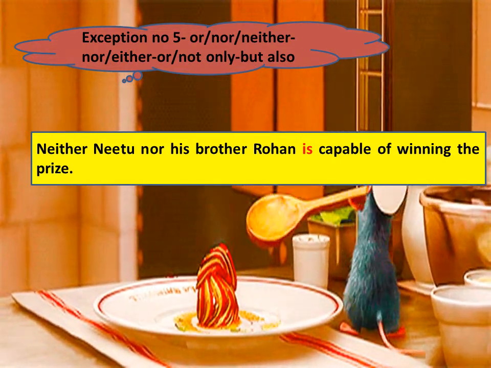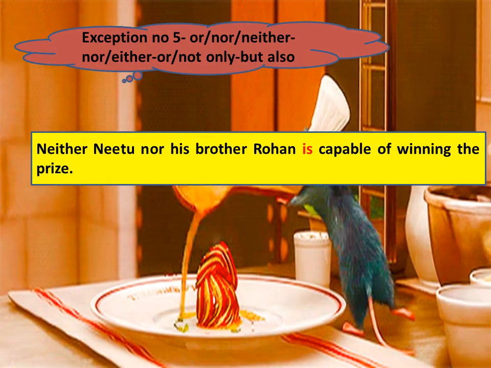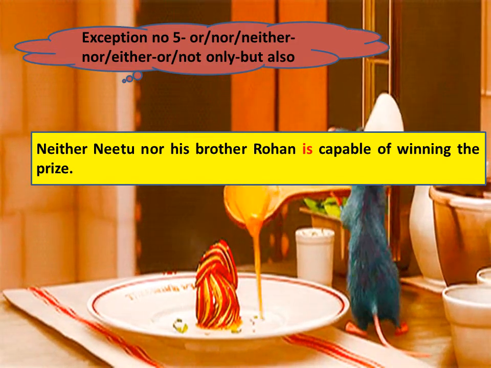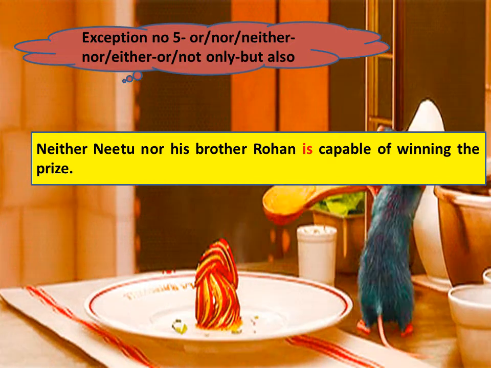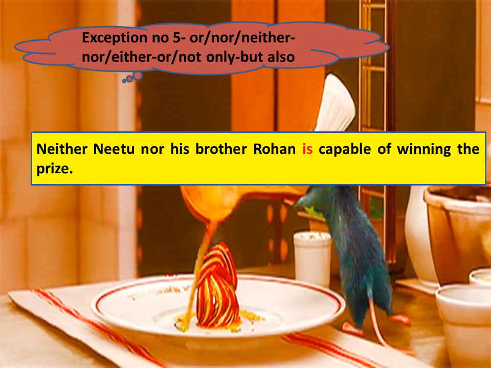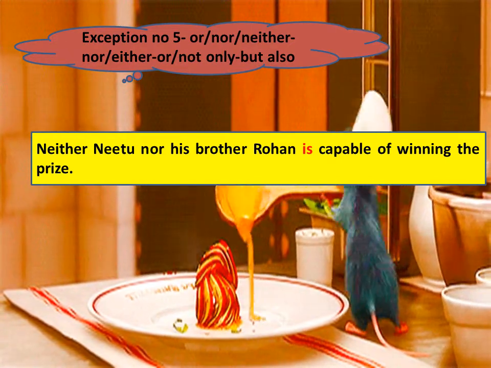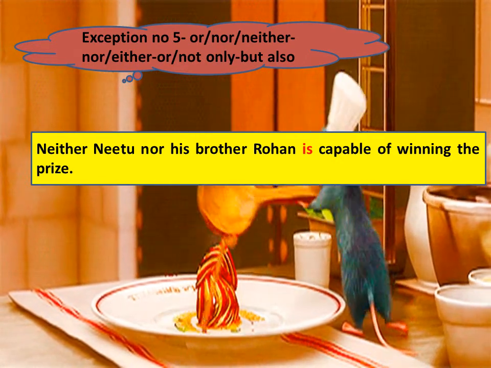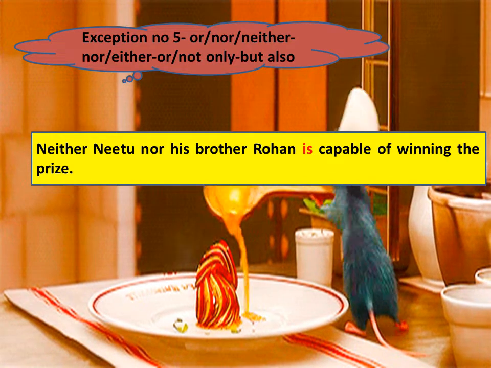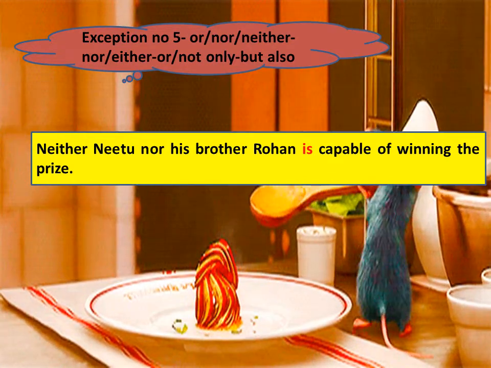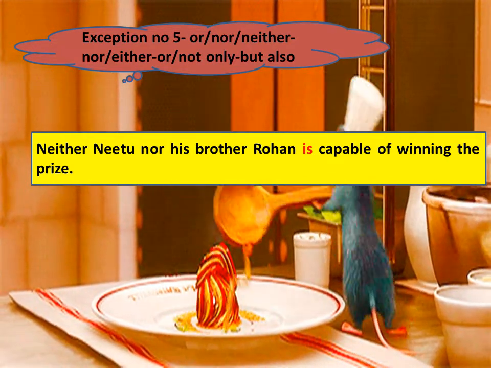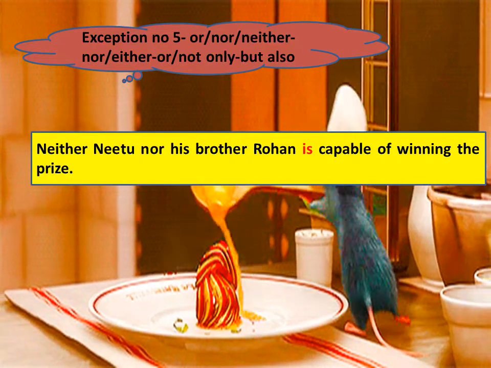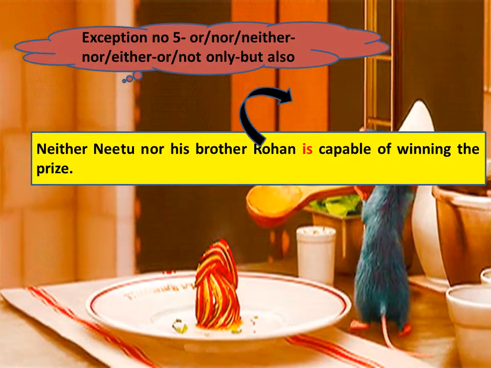Example 1 says neither Neetu nor his brother Rohan is capable of winning the prize. So first of all, let us find the subject. Who is capable of winning the prize? The answer comes out to be neither Neetu nor his brother Rohan, right? Now we are using the verb is here, but many of you must be confused. You must be thinking that there are two subjects, Neetu and Rohan.